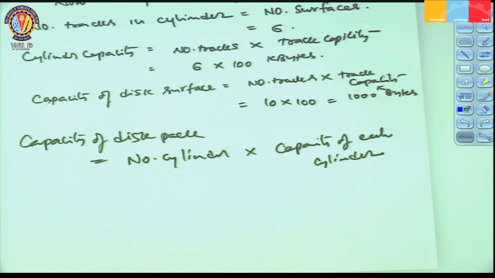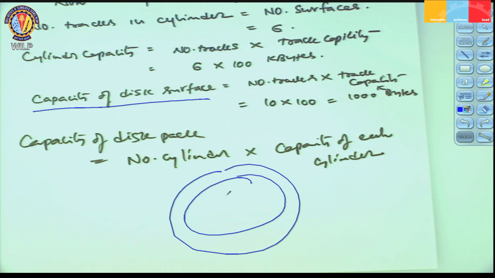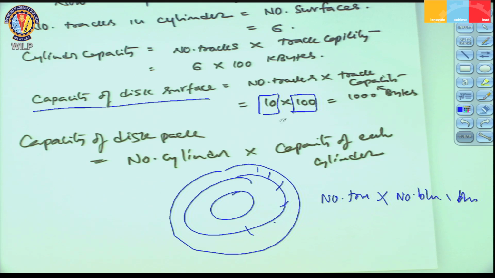Now, what is the capacity of the disk surface? If you look at each disk surface, you have tracks and each track is divided into blocks. So, the capacity of each disk surface is the number of tracks times the number of blocks times the block size. You have 10 tracks, you have 100 blocks on each track, and that is why it is going to be 1000 kilobytes. That is the capacity of each disk surface. Like that, you have 6 disk surfaces.